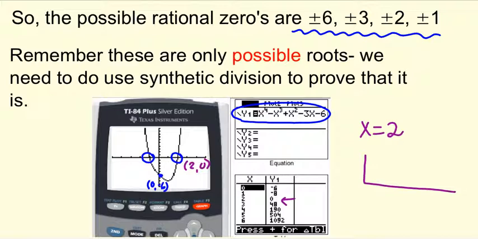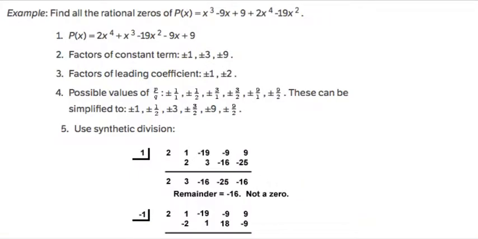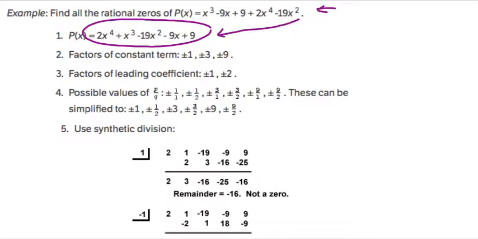Now, I'm going to go ahead and just show you an example. You do not need to write this down. Just kind of listen and watch. So find all the rational zeros of a function like this. This function is not in standard form. So first we take and write it in standard form. Then we take the constant term, 9, and we factor it. And then we take the leading coefficient, which is 2, and factor those.